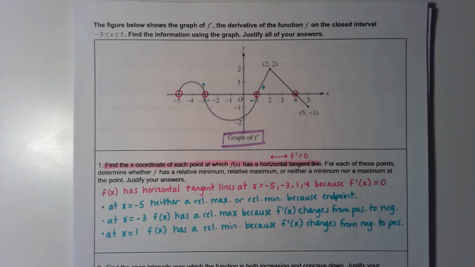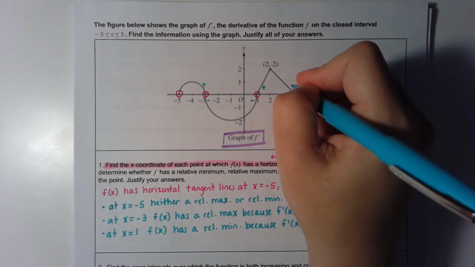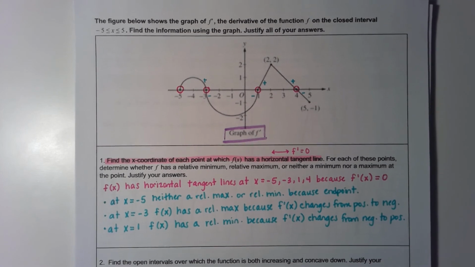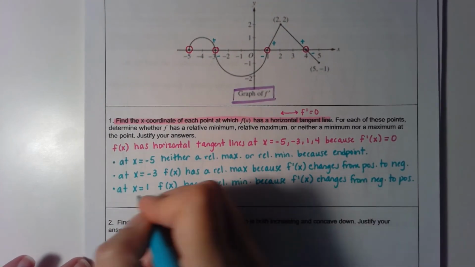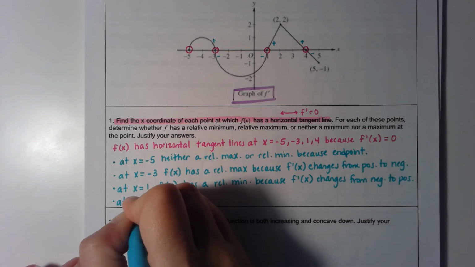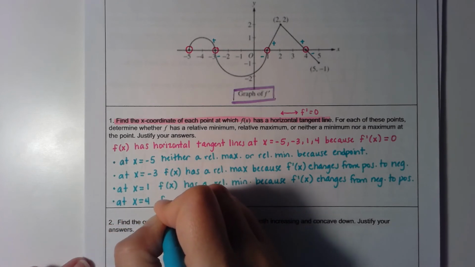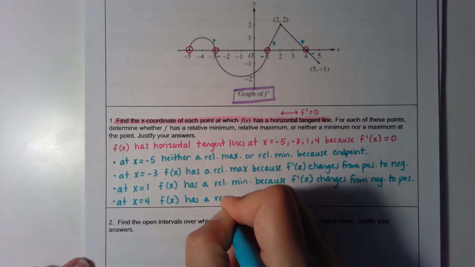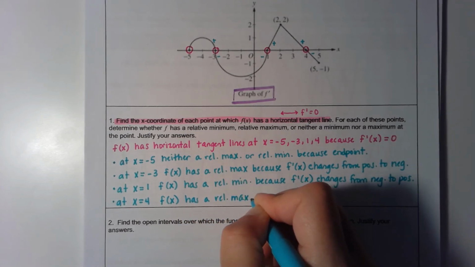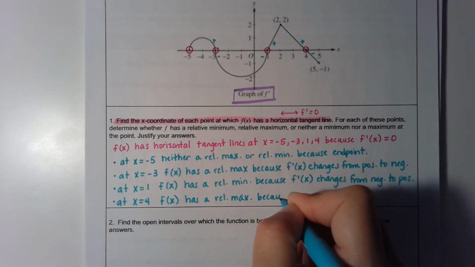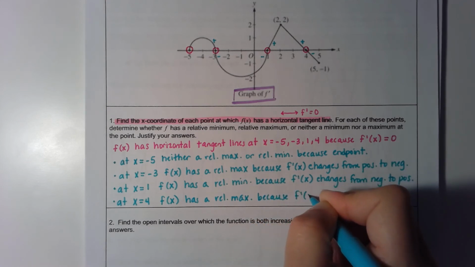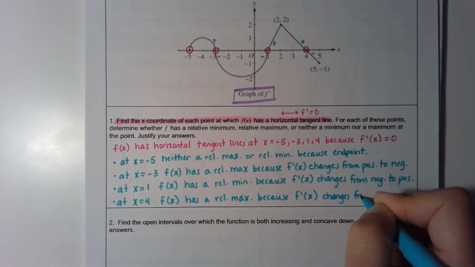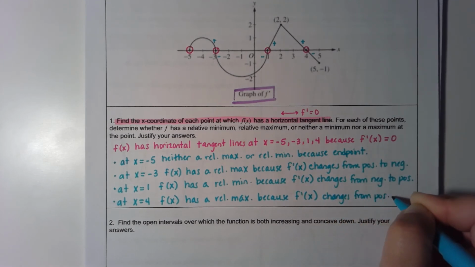And last but not least, we would look at x equals 4. We're changing from above to below, which is a positive to a negative slope on the original. So that would again be a max. So we would say at x equals 4, the original graph f of x has a relative max because f prime of x, the derivative, changes from positive to negative.